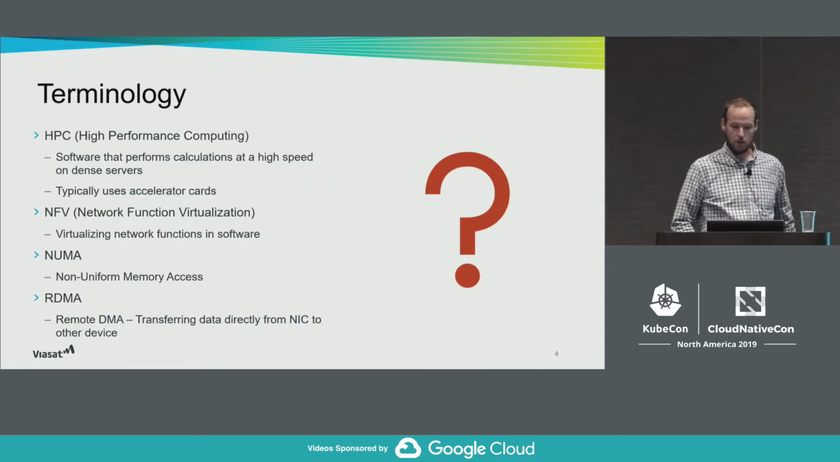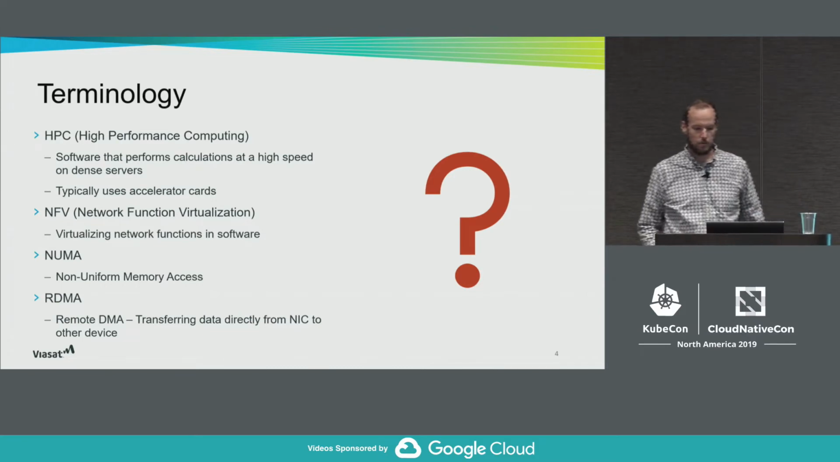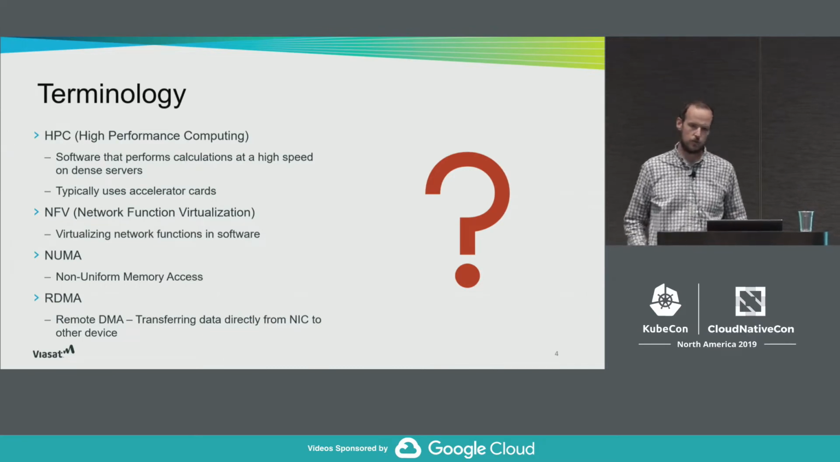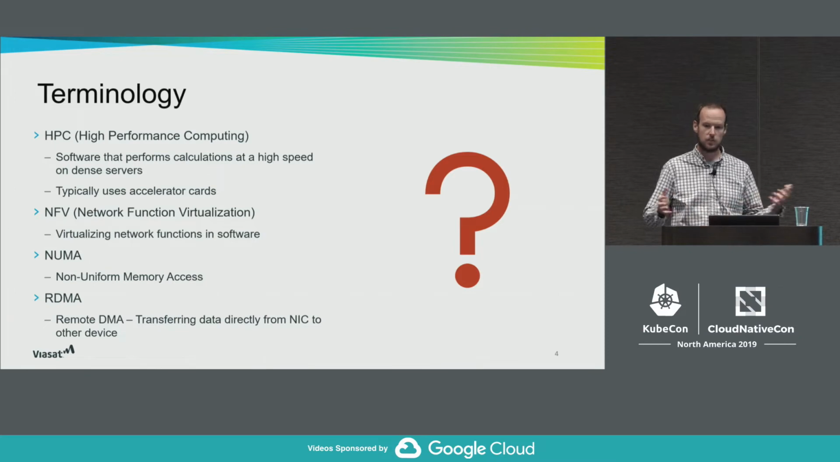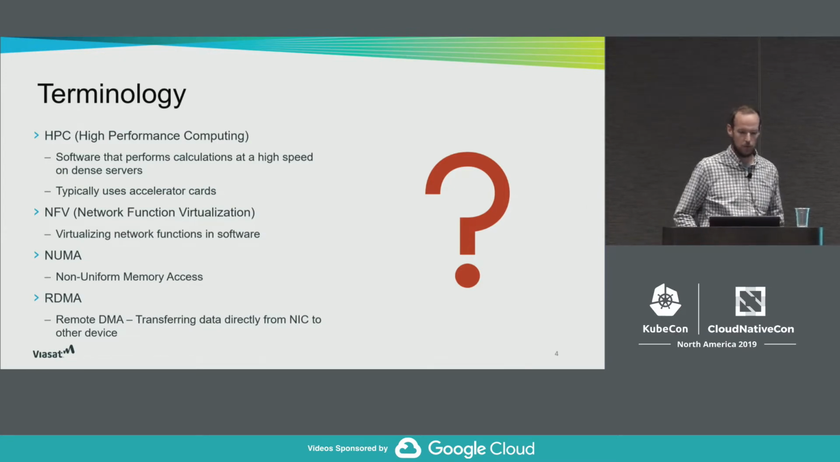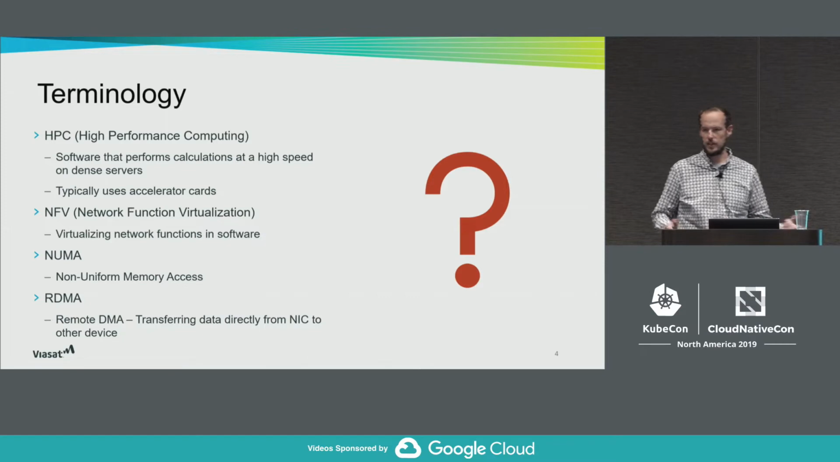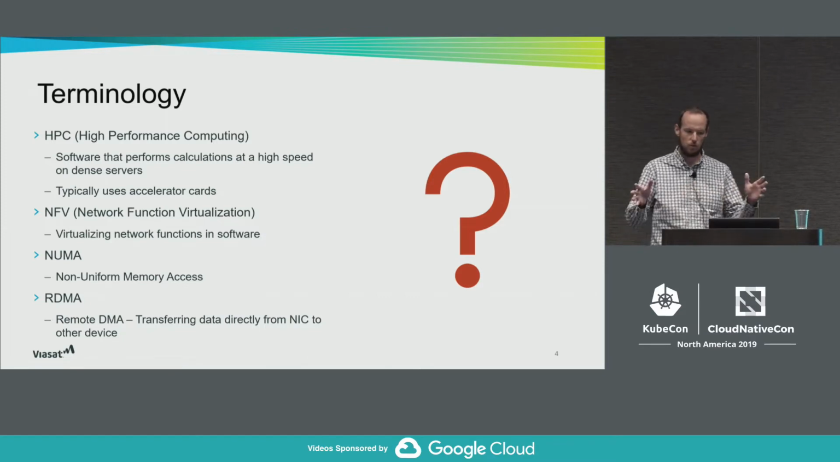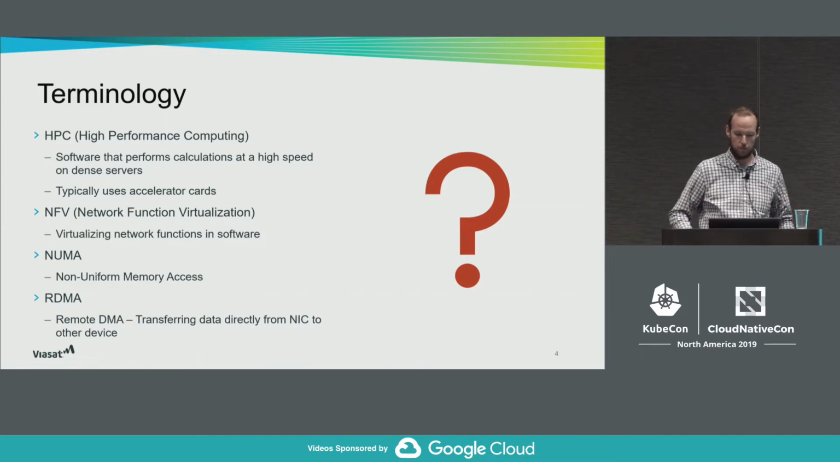So first for terminology, HPC stands for high performance computing, and it usually refers to a dense collection of servers that are performing really high speed calculations, usually across many servers. The most common use case is you have really dense GPU servers and you're fanning out a whole bunch of data back and forth between them to work on a problem.